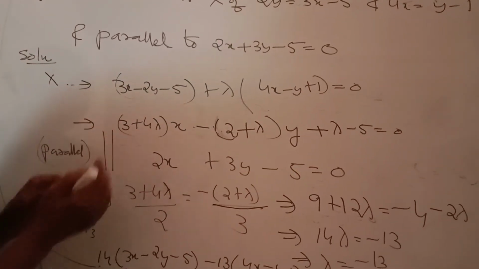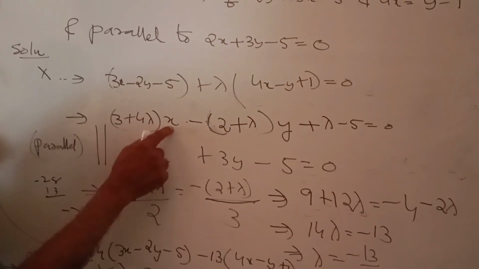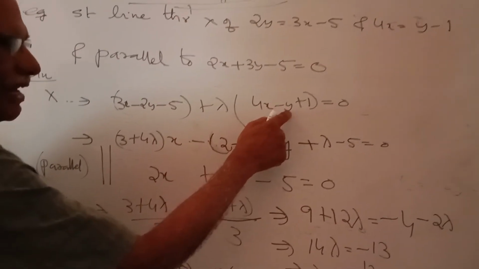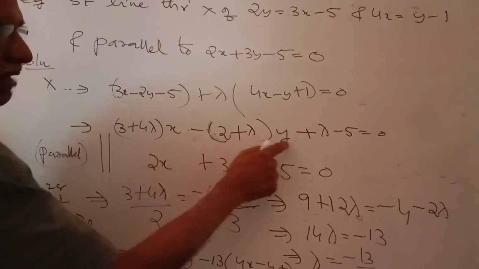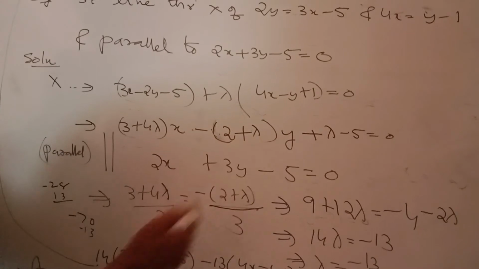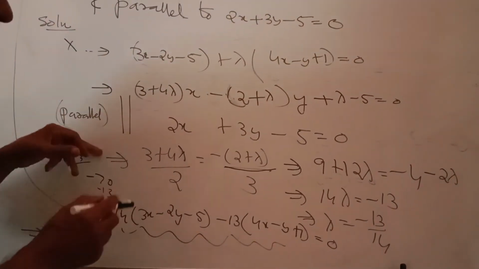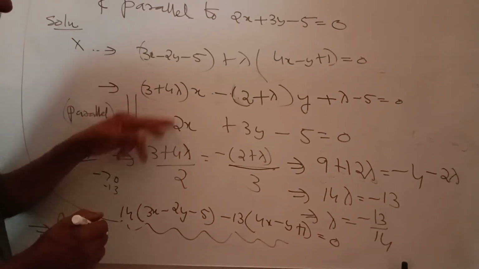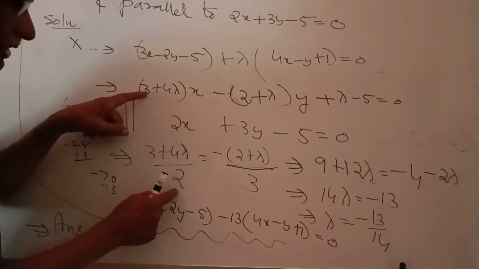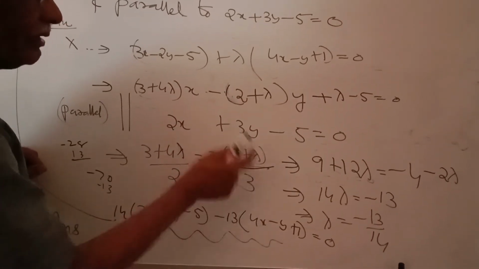Now you can collect terms. For x, 3x and 4 lambda x, so (3 plus 4 lambda) x. Similarly, you collect y: minus 2y and minus lambda y, minus (2 plus lambda) y. And the constant, lambda into 1 minus 5, equal to 0. The problem is parallel. So when the lines are parallel, the ratio of x equals the ratio of y. So the ratio of x is (3 plus 4 lambda) by 2. On the other side, the ratio of y is minus (2 plus lambda) by 3.